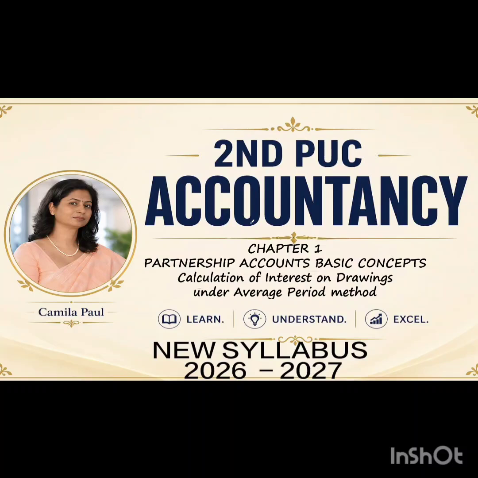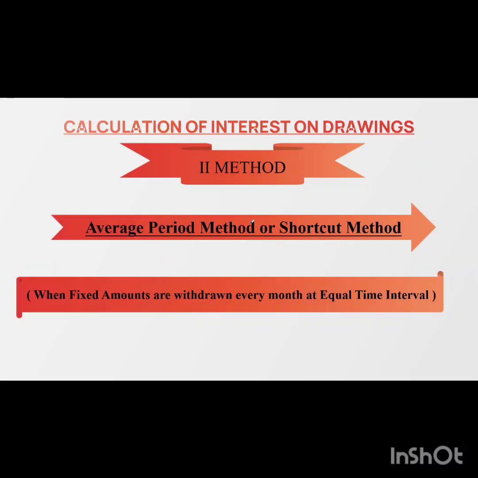Today, we are going to see how to calculate interest on drawings under the average period method under Chapter 1, Partnership Accounts Basic Concepts. In the previous class, we had seen how to calculate the average period. Now we'll see how to calculate the interest on drawings under the second method, that is the average period method, or we call it the shortcut method.